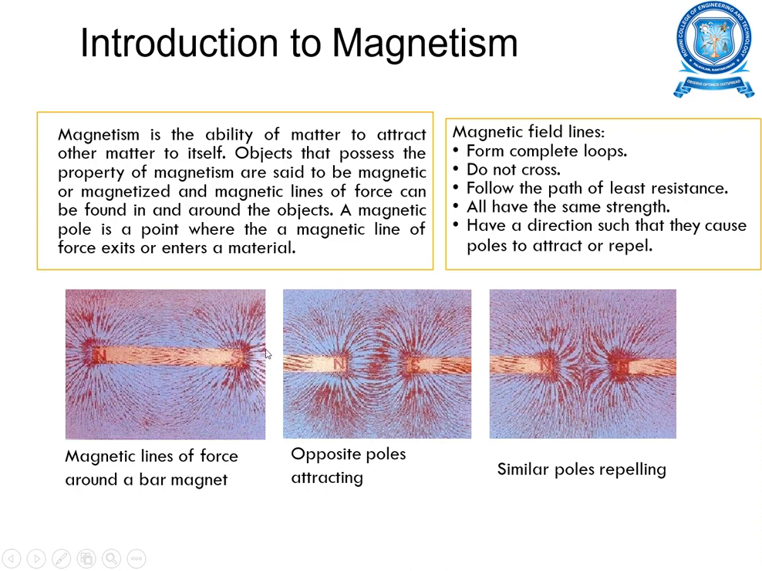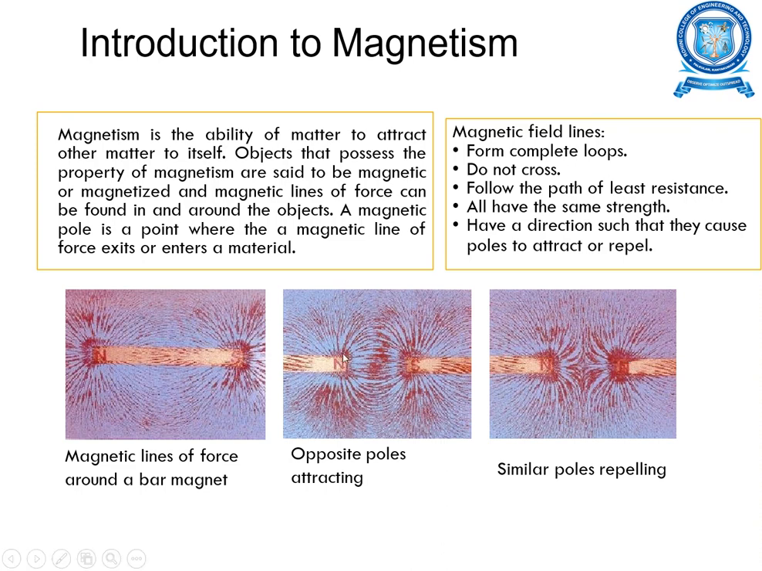You have a north pole and a south pole of the magnet, and you can see the magnetic lines of force moving in a loop from one pole to the other. In the second figure, with a north pole and a south pole, opposite poles attract each other, and you can see how the magnetic lines behave. Similar poles repel. When you bring a north pole towards a north pole, you can see there is a repulsion between the two magnets.